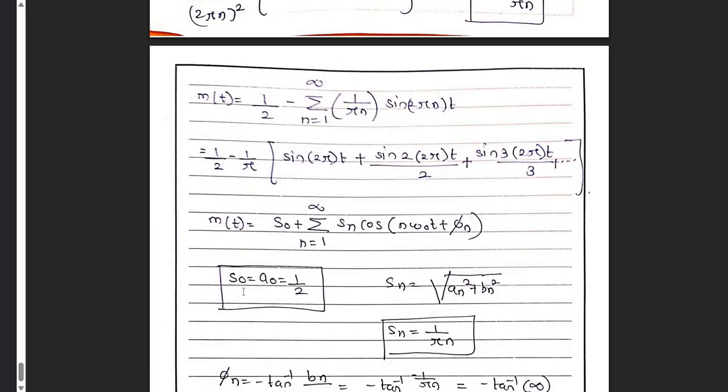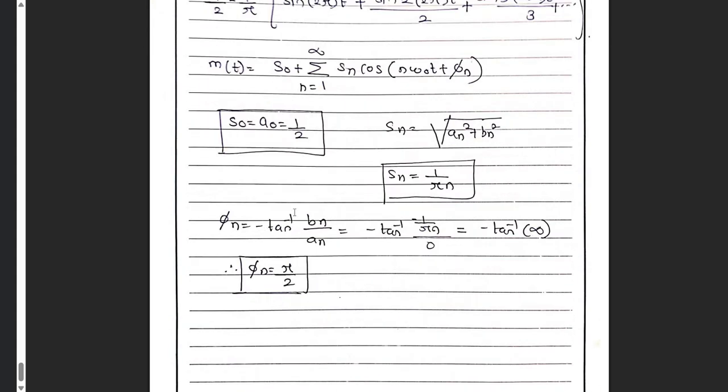If we want to find out magnitude, then S0 is nothing but A0, that is 1 by 2. Sn is equal to square root of an square plus bn square. Out of that an is 0 and therefore bn only. So 1 upon pi n square, and its square root, therefore it is coming out to be 1 upon pi n. You can see carefully. You can pause the video and see carefully. So it is 1 upon pi n.